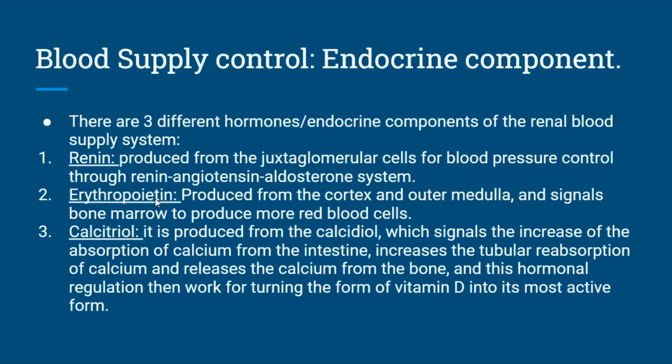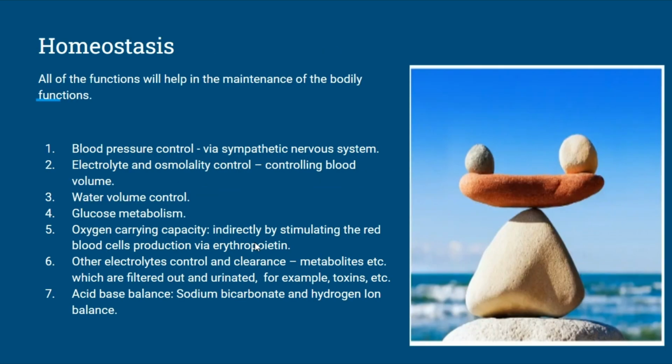The second one is the release of erythropoietin. So it is produced from the cortex and outer medulla and signals the bone marrow to produce more red blood cells. So this is one of the components. Then there is another one, called calcitriol. It is produced from calcidiol, which signals the increase of the absorption of calcium ions from the intestines. It also increases the tubular reabsorption of calcium, and it also releases calcium from the bone, and this hormonal regulation then works for turning the form of vitamin D into its most active form. So it has its control in vitamin D production or activation.